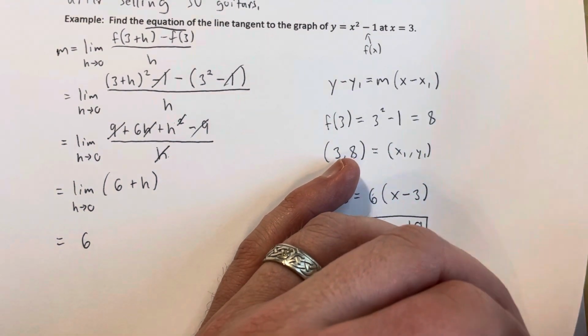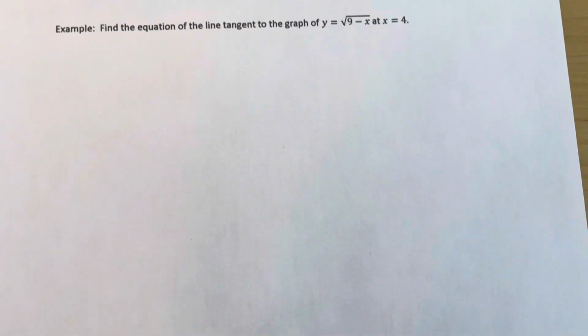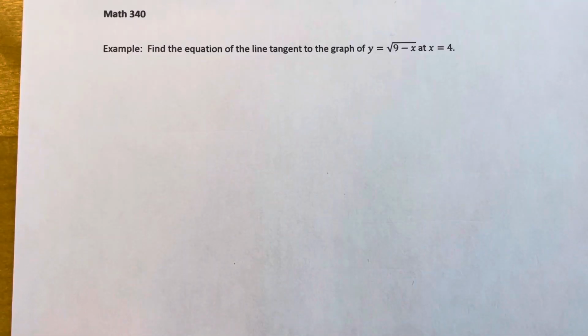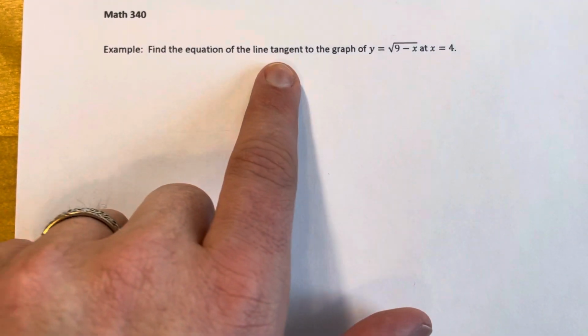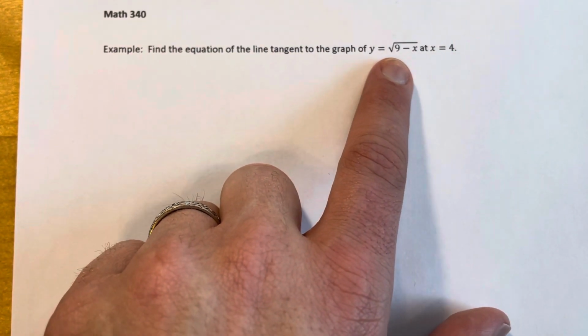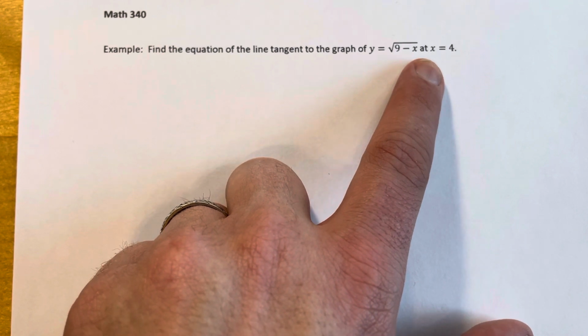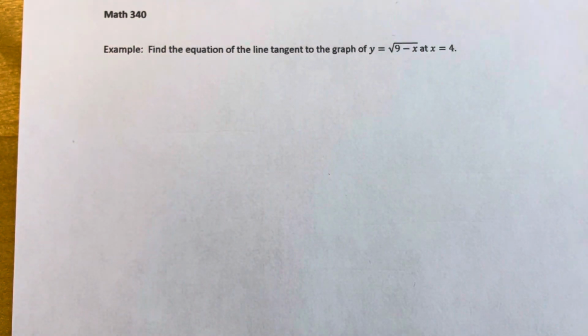Okay, last example. Same type of example, but this time we're using a different function. I want to find the equation of the line tangent to the graph of y equals root of 9 minus x at x equals 4. Same exact process. Start by finding the slope.